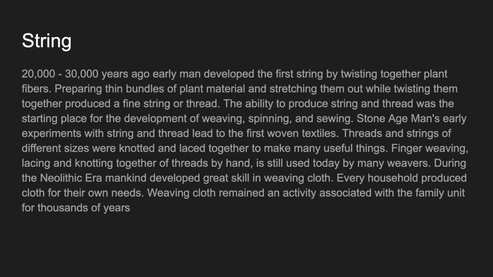20,000 to 30,000 years ago, the early man developed the first string by twisting together plant fibers. Preparing thin bundles of plant material and stretching them out while twisting them together produced a fine string or thread. The ability to produce string and thread was the starting place for the development of weaving, spinning, and sewing.